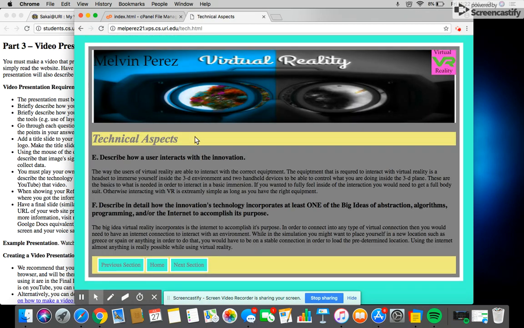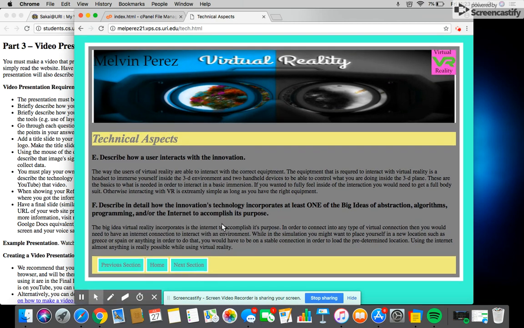So we have another question in technical aspects. Describe how a user interacts with the innovation. The users of virtual reality are able to interact with the correct equipment. In order to immerse themselves into the 3D environment, they would have to have the right equipment. This would lead to sometimes full immersion if they have a full bodysuit.